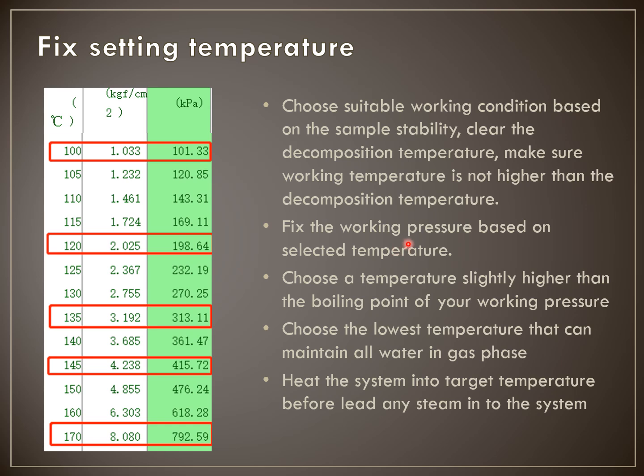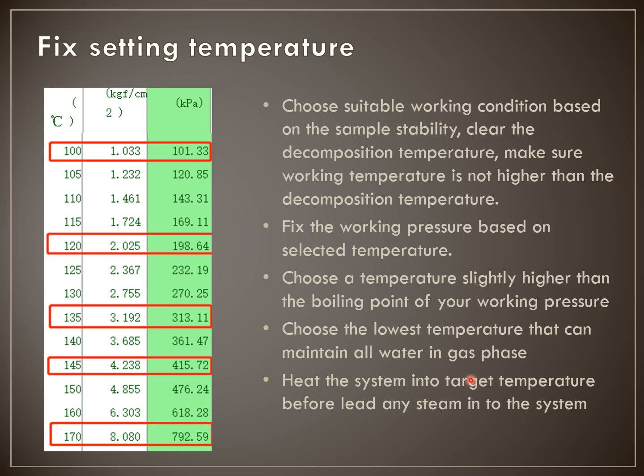So we fix the working pressure based on the temperature we selected. After that, we can choose a temperature for our setting value for the system. The temperature we set needs to be slightly higher than the boiling point to make sure all the steam that stays in the reactor still remains in the gas phase. Otherwise, the steam will transform into liquid phase directly in a very short time. This must be paid attention to.